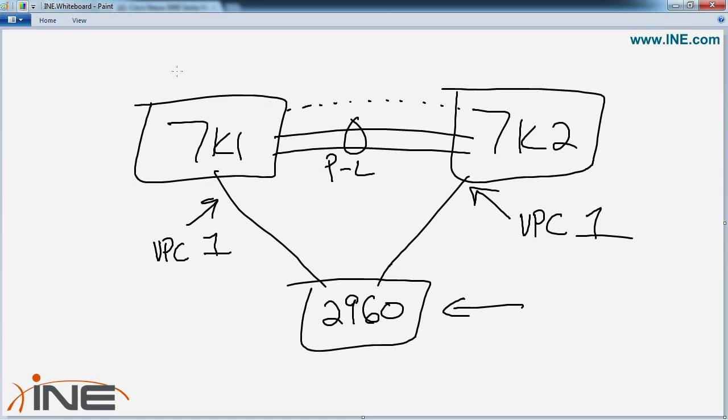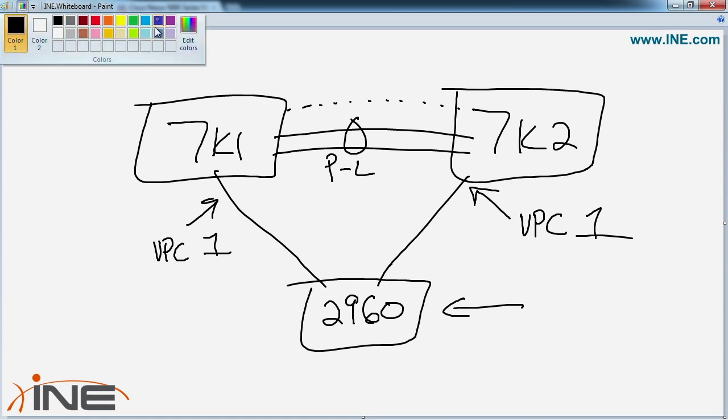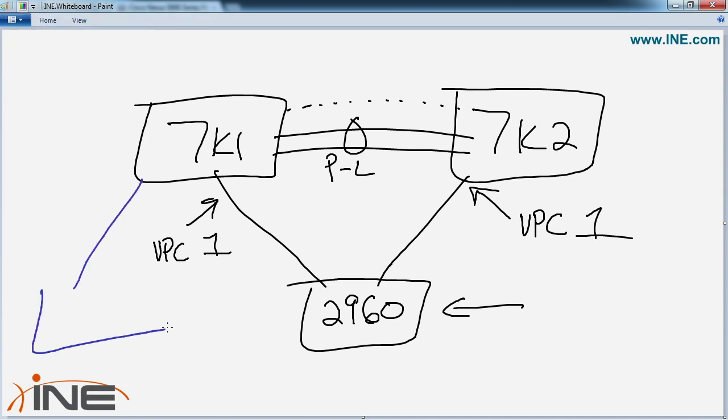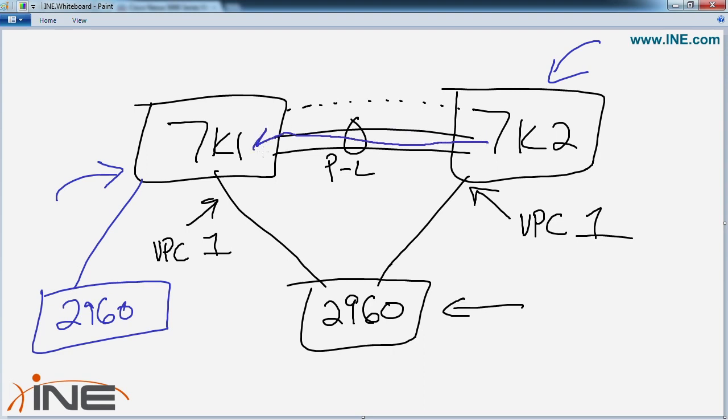Okay, what would be considered an orphan is if we had another switch over here, let's say another 2960, that's going only to one of the VPC peers. Now, the reason that you do not want to do this, first off, is that if I have a host that is coming in on, let's say, Nexus 7K2, so traffic is coming in here, the only way to get to this orphan switch is then going to be to go across the peer link.